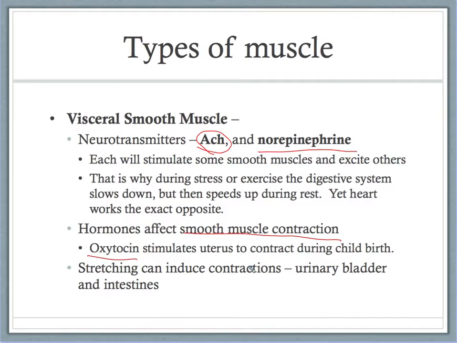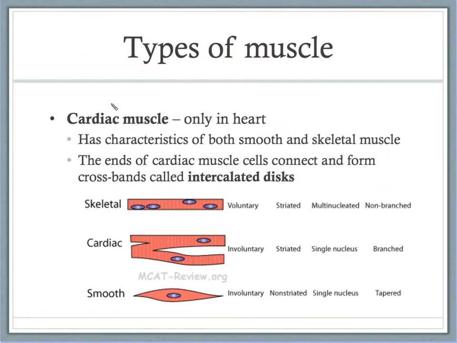Stretching can also induce contractions and signals from your urinary bladder and your intestines as well. So we have skeletal, we have smooth, we also have cardiac. Cardiac muscle is only found in the heart, hence the cardiac. Contains components of both smooth and skeletal. The ends of cardiac muscle cells connect and form cross bands called intercalated discs, which we'll look at here shortly.